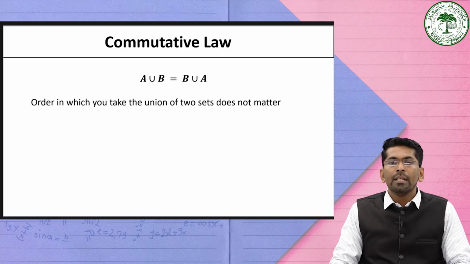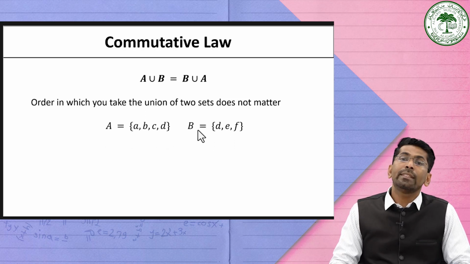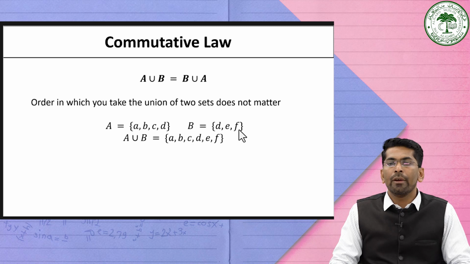For example, set A is equal to {A, B, C, D} and set B is equal to {D, E, F}. So the union of sets A and B is the set of all unique elements from both sets. In this case, A union B is equal to {A, B, C, D, E, F}.